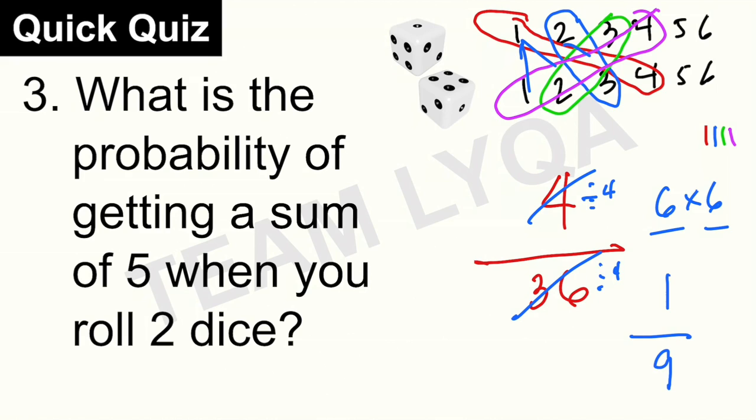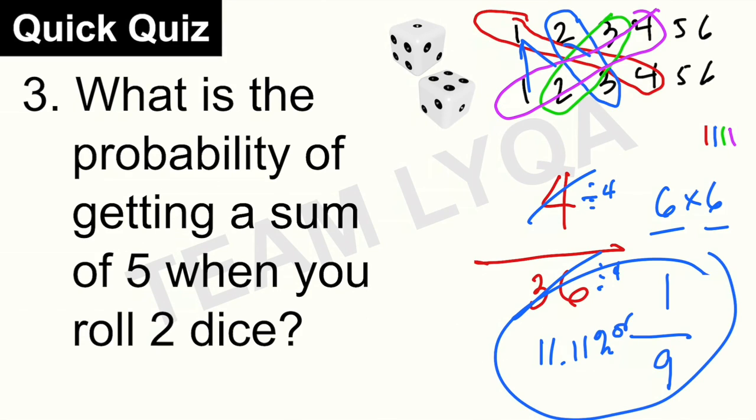Okay? 1 over 9 or kung i-divide natin yan, that would give us 11.11%. Okay? So, all of these, again, iisa-isahin mo lang yung mga sitwasyon, mga kondisyon, mga events. Aalamin mo kung ilan yung total na pwedeng kalabasan na scenario. And then, i-solve niyo lang sila. I-divide or i-fraction form mo lang sila.